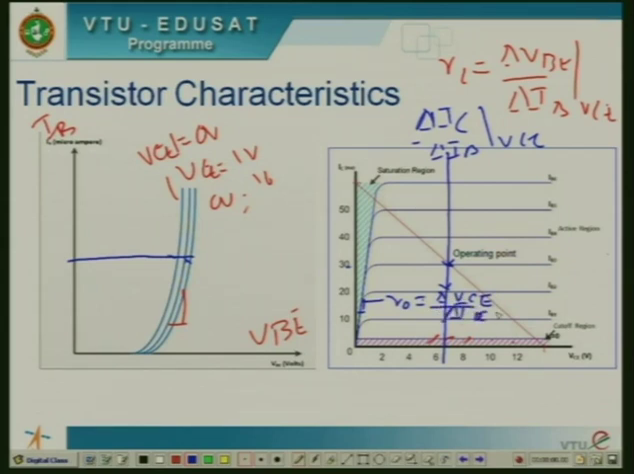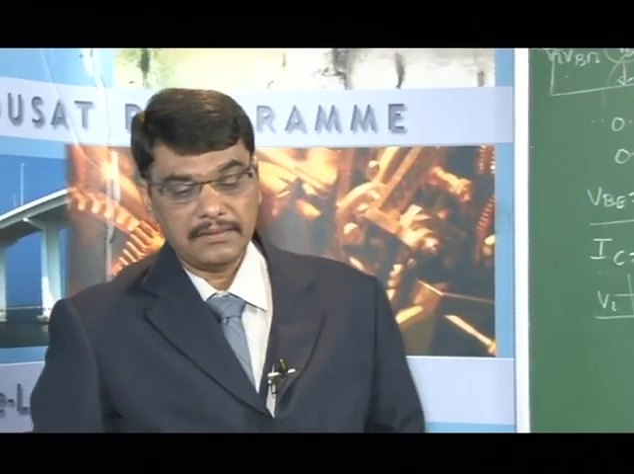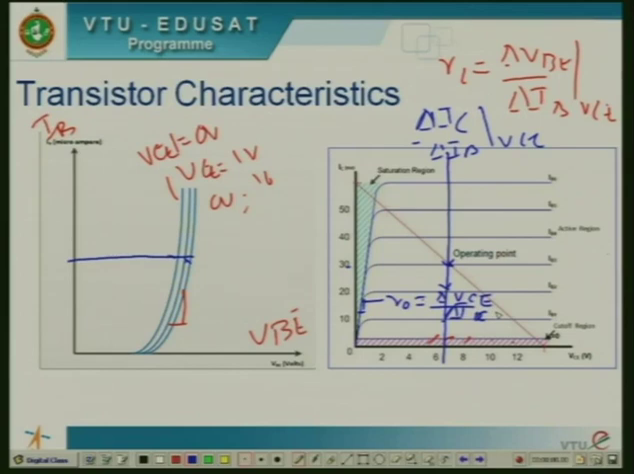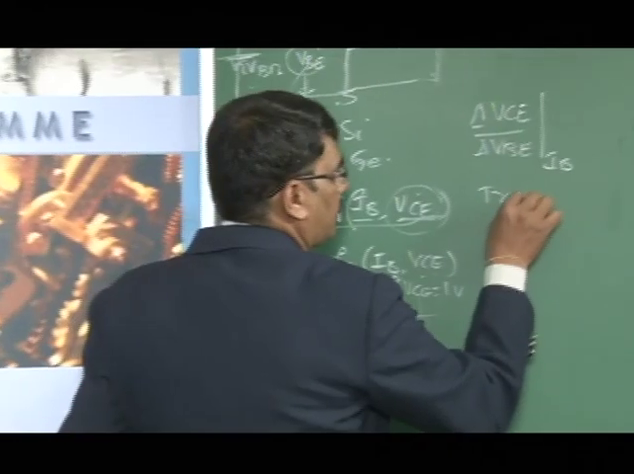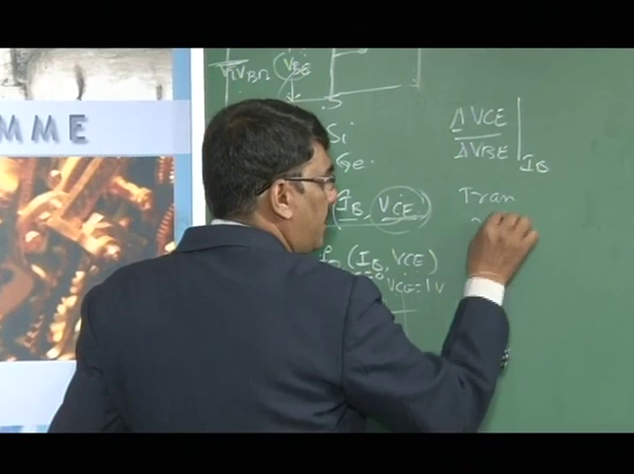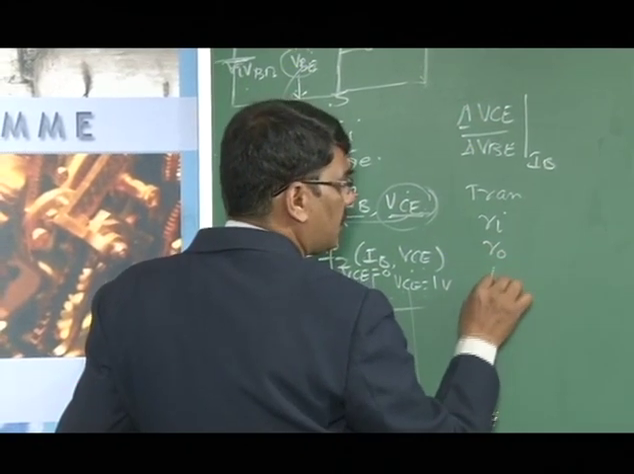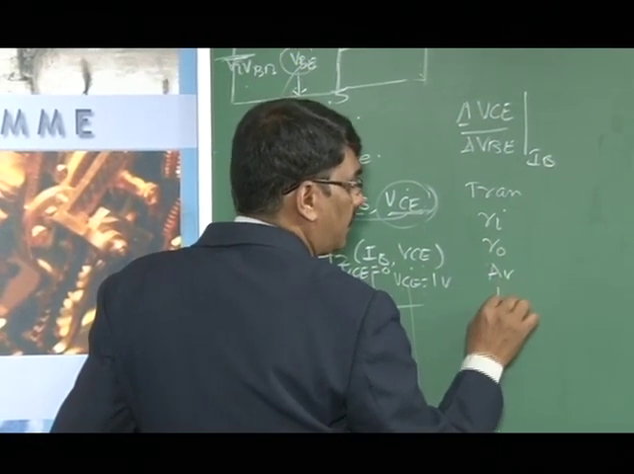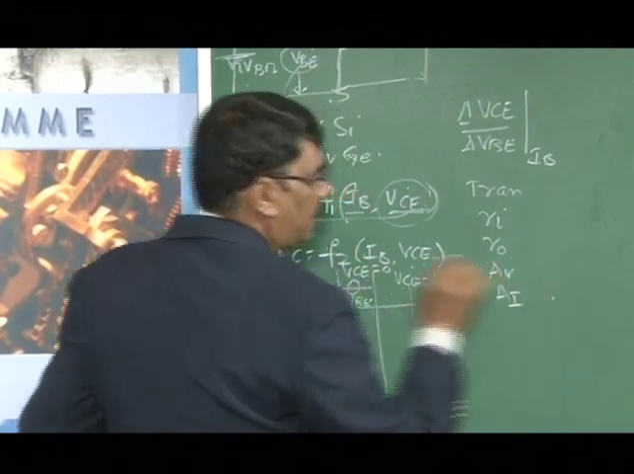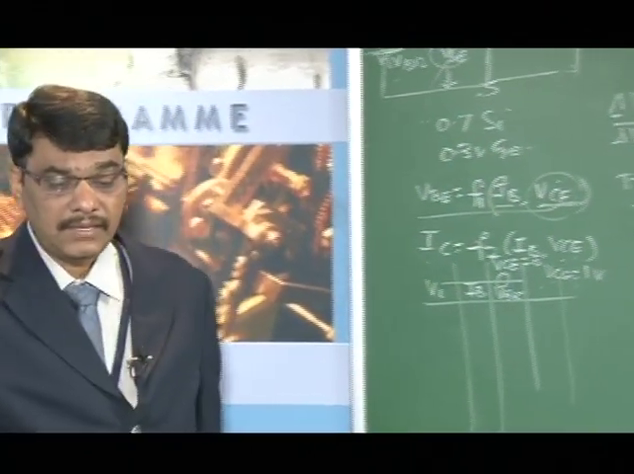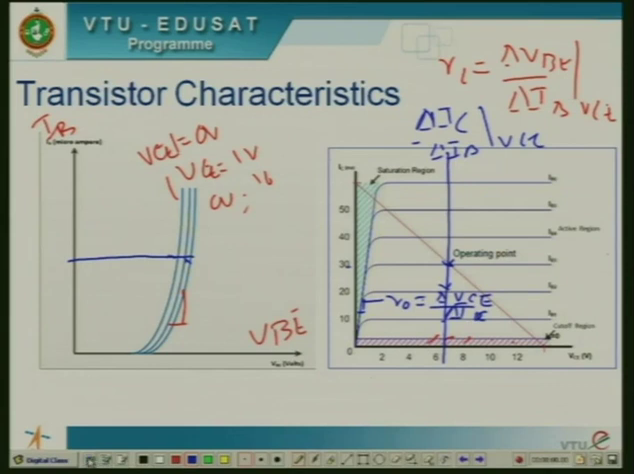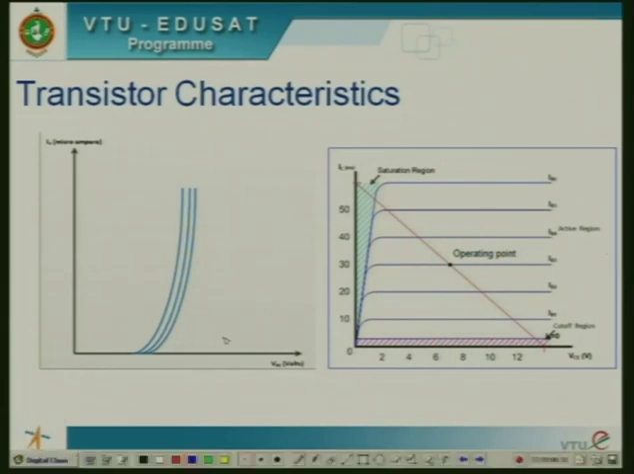From the characteristics, you are going to measure these parameters. These parameters are used to model a transistor. There you have to define Ri, R0, the voltage gain AV and the current gain AI. These parameters are useful for transistor modeling.